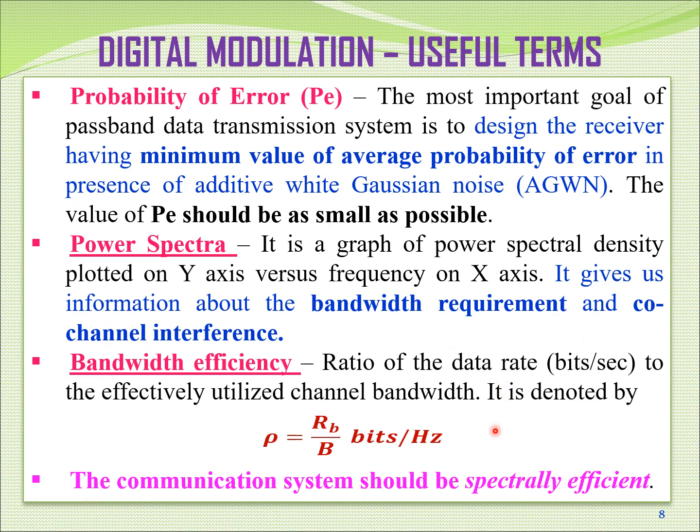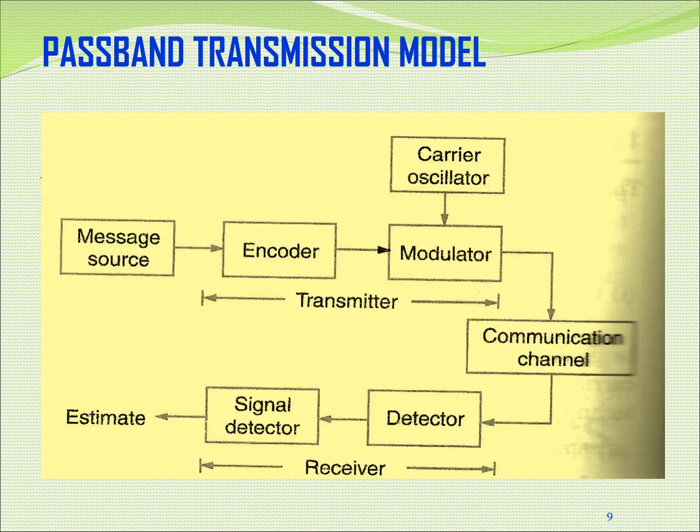And bandwidth efficiency, where the ratio of the data rate, that is RB, to the effectively utilized channel bandwidth, B, is termed bandwidth efficiency. And the communication should be spectrally efficient, right? So these are the useful terms. Whenever we learn each type of modulation scheme, we will discuss it in terms of these parameters.